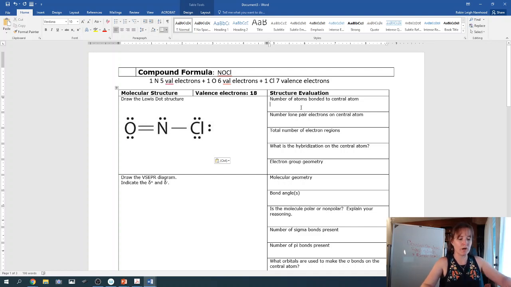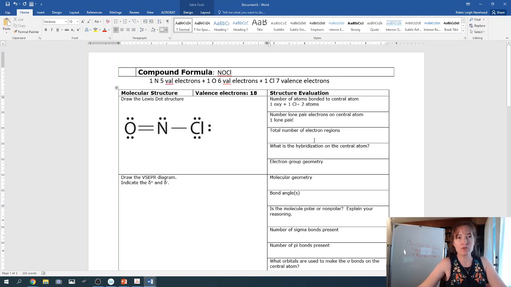Well, there's one oxygen and there is one chlorine. So that would be 2 atoms that are bonded to nitrogen. You don't count nitrogen because it's not bonded to itself. The number of lone pairs on the center atom. There is 1 lone pair.